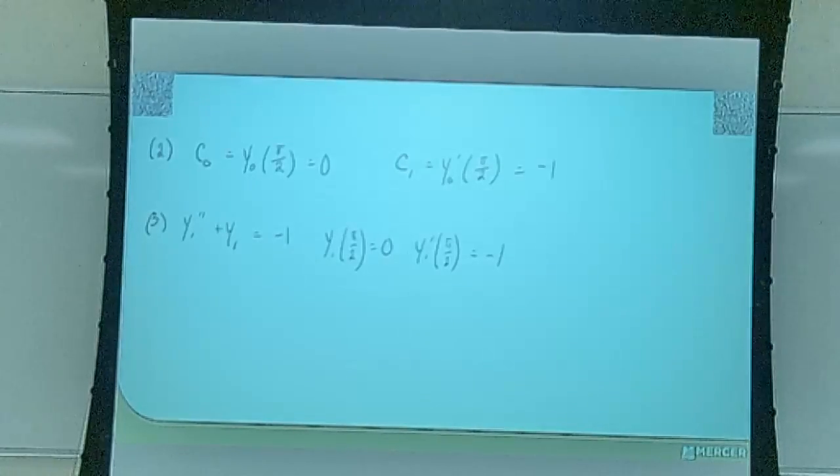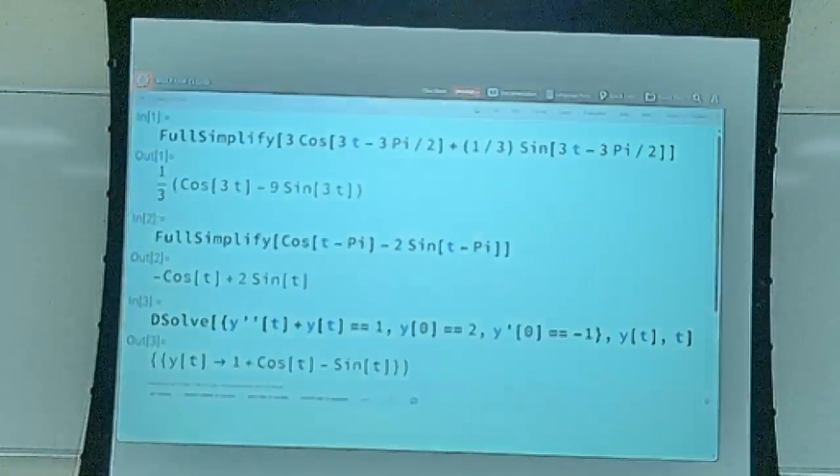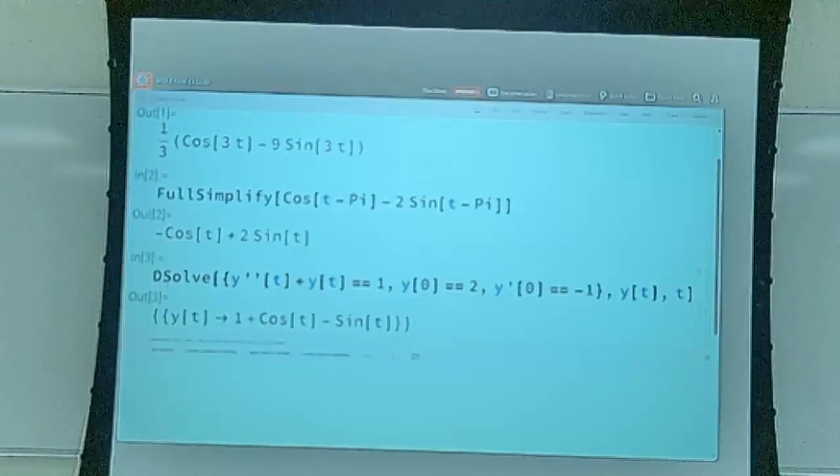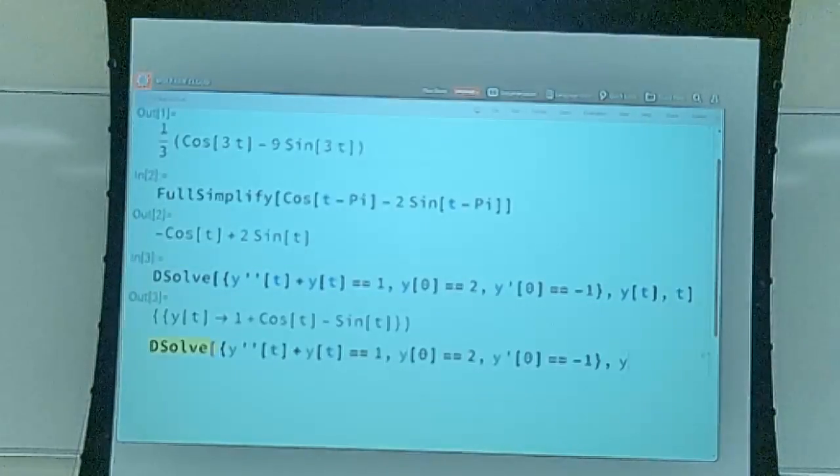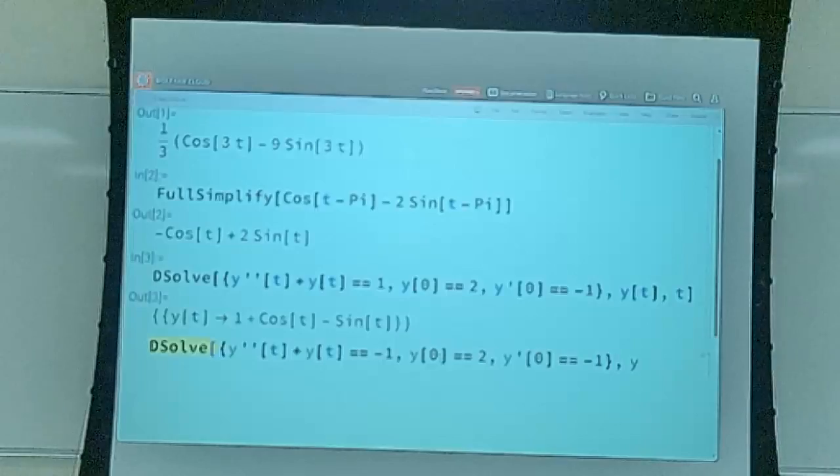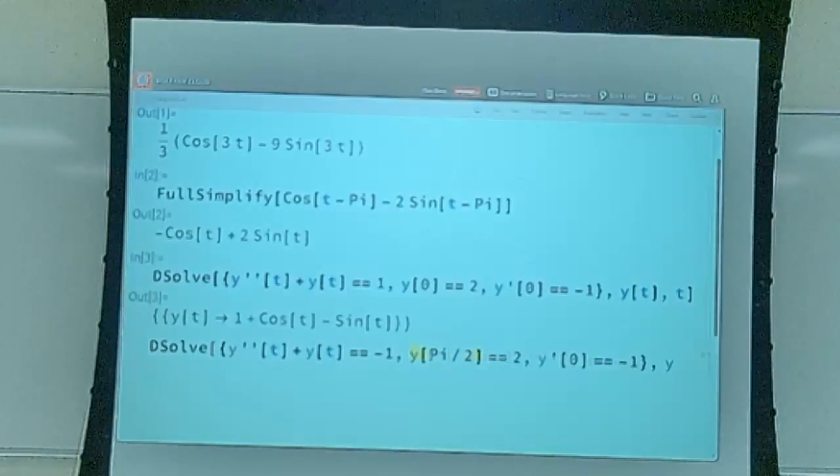Right, so solve that. I'm again just going to use Wolfram. That isn't a very difficult one to solve. I'll just copy and paste that. There's only a few things that I have to change, right? That becomes negative 1. This has to be pi over 2 equals 0. This becomes pi over 2. And we said that was also negative 1. That's cool.